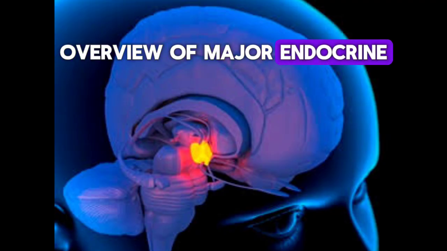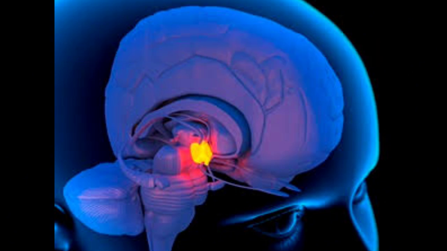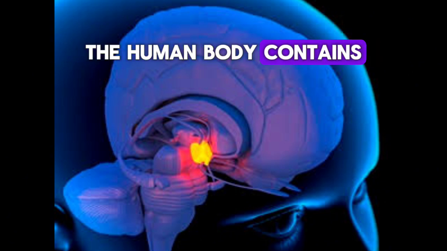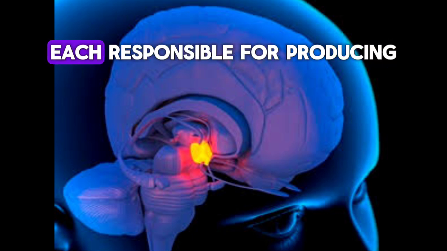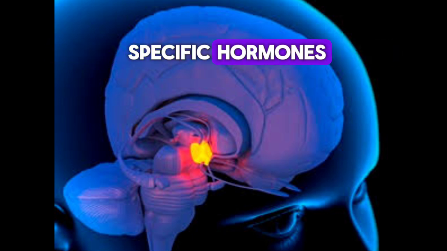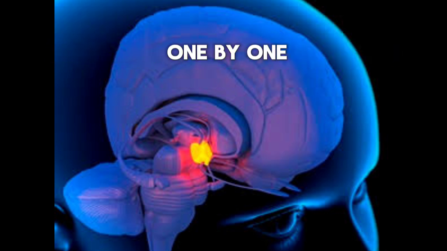Overview of major endocrine glands and their hormones. The human body contains several key endocrine glands, each responsible for producing specific hormones. Let's go through them one by one.